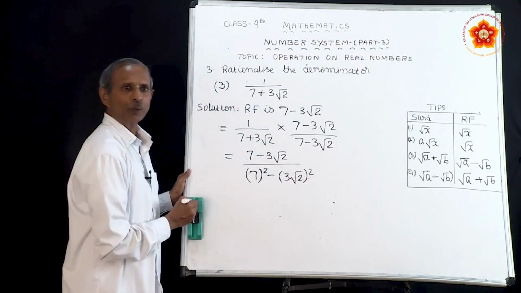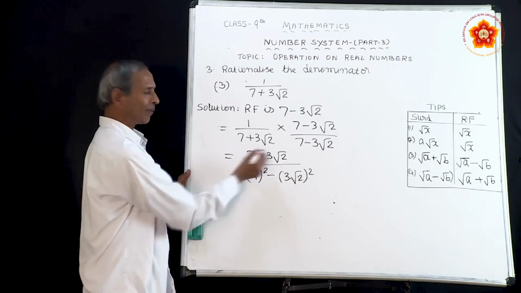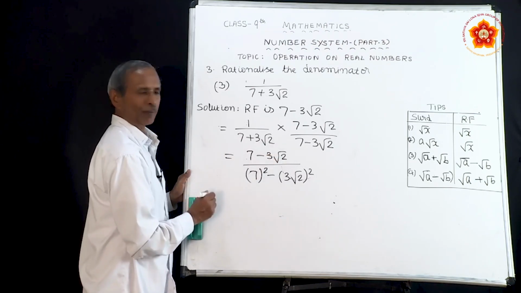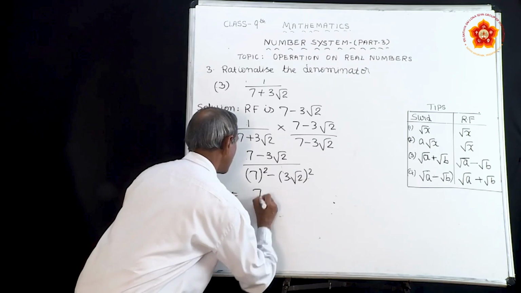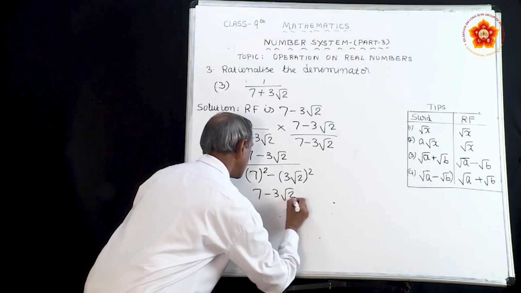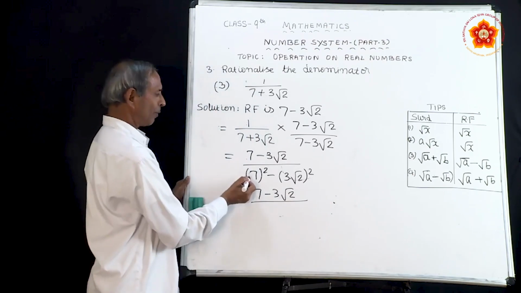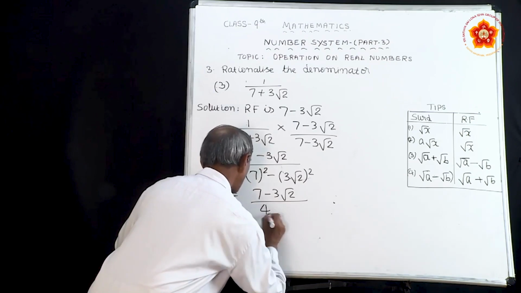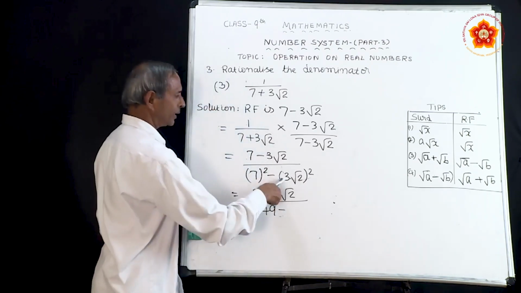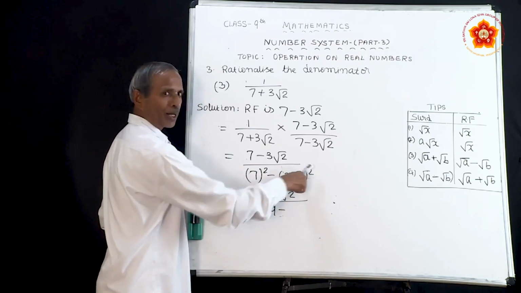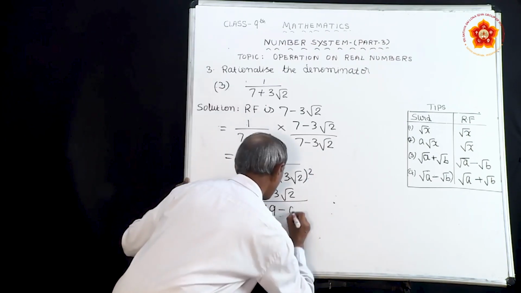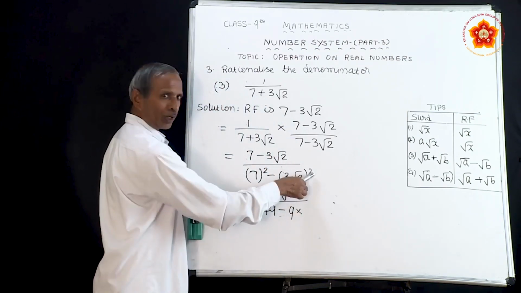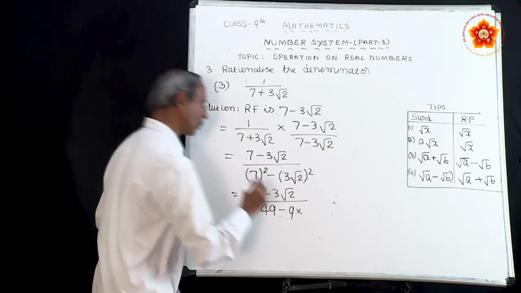Now the numerator cannot be further simplified because they are different types of numbers. One is rational, another irrational, we can't subtract them. Therefore the answer becomes 7 minus 3 root 2 divided by, you already know 7 square means 7 into 7, that becomes 49, minus, here 3 is there and square is also there. 3 square becomes 3 into 3, 9. Then multiplied by root 2 whole square becomes root 4. Square root of 4 is nothing but 2 only. Now write 2 here.